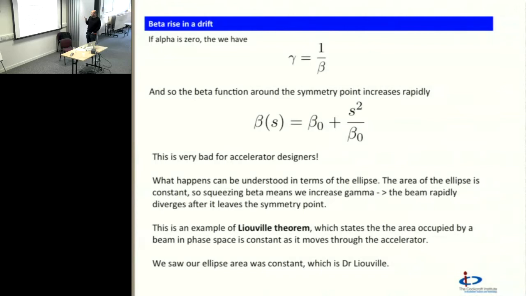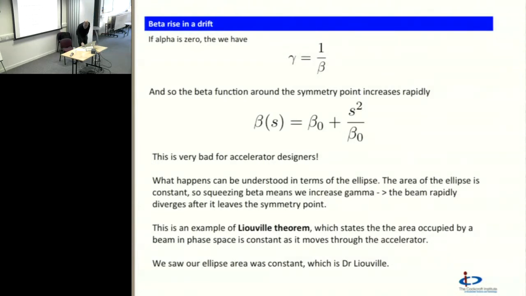Now, what happens can be described in terms of an ellipse. The area of the ellipse is constant. So if I want to squeeze beta down to a very small point, say at an interaction point in the middle of my drift, my magnet-free region, I get a very, very squeezed beta, which means gamma gets very, very big if you go back to your ellipse equations from before coffee. So remember what gamma was doing for us. Gamma was the projection of the ellipse onto the y-axis, i.e. that's the divergence of the beam. So small beta, big gamma, beam rapidly expanding in terms of transverse size.